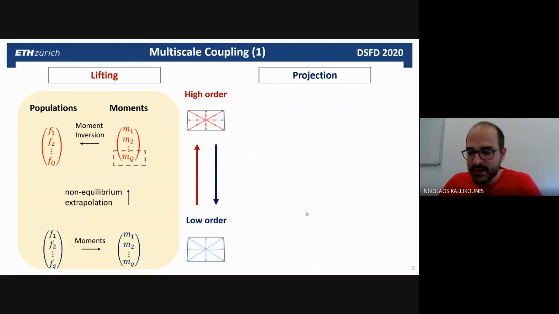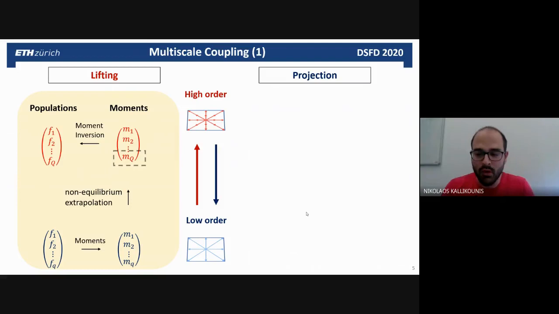The lifting step starts with a given low order population vector, and then the vector of moments is computed. We fill the missing moments that match the high-order velocity set through non-equilibrium extrapolation, which means that we split the missing moments into equilibrium and non-equilibrium parts, where the equilibrium is known, and the non-equilibrium is extrapolated from neighboring nodes that use the high-order velocity set. So finally, the vector of moments is inverted, and we end up at the high-order population vector.